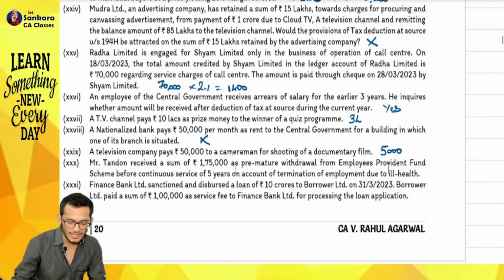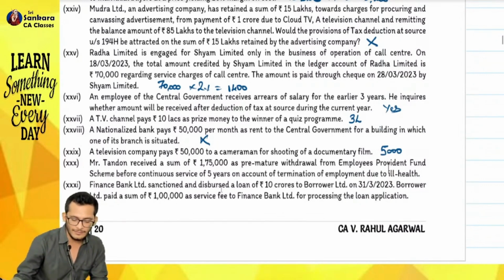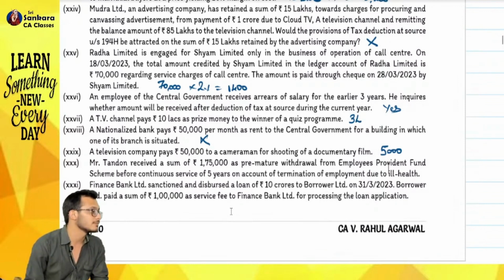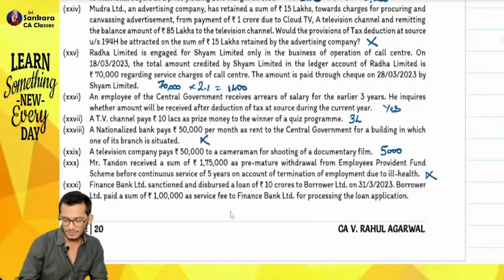Mr. Tandon received 1,75,000 as premature withdrawal from Employee Provident Fund before continuous service of 5 years on account of termination due to ill health. No TDS. Why? Exempt from tax.